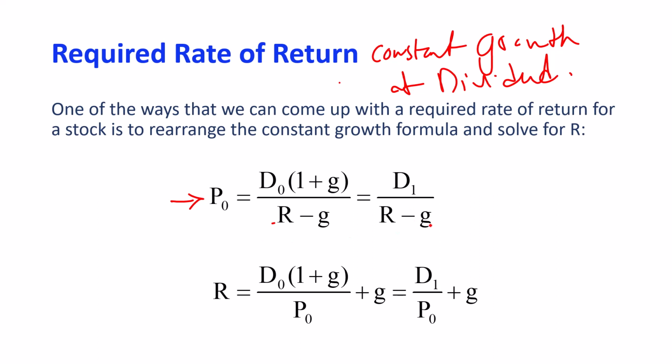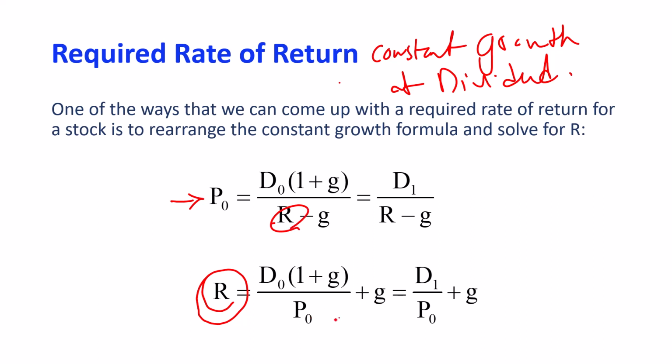All we're doing here to find the required rate of return is we are going to rearrange the formula to find R, right? So your required rate of return of the stock is your dividend next period over price today plus the growth rate, or D0 times 1 plus G over P0 plus the growth rate.